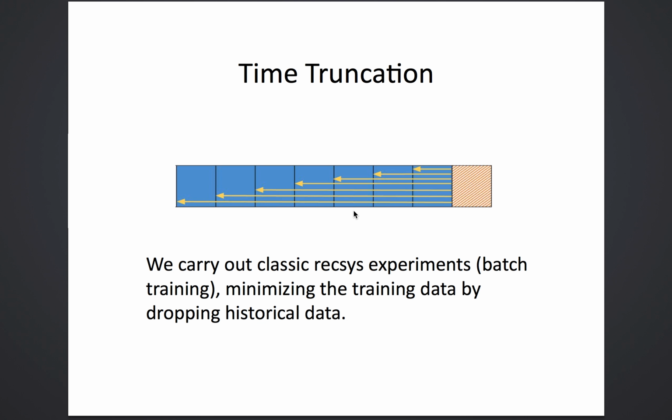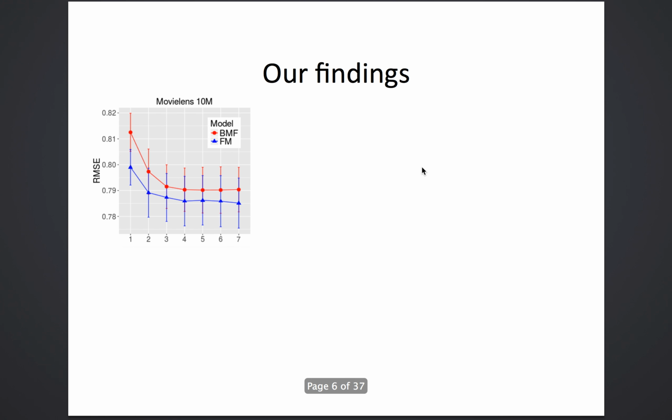In particular, we use time truncation of the data. We start with our full historical data set like this, and then we truncate and use less and less of the data and see what happens. Well, nothing really surprising happens. Here are our findings on the MovieLens 10 million data set. So this is RMSE. The x-axis here represents segments of the data set, approximately 10% of the data set each time. And we see as we add more and more training data to the model, at a certain point here, the added value of each additional segment becomes vanishingly smaller, non-existent.